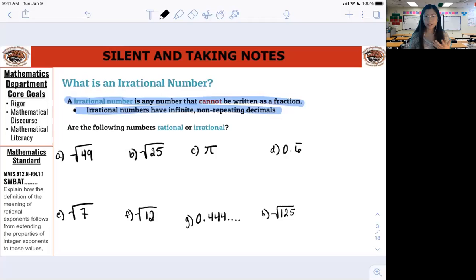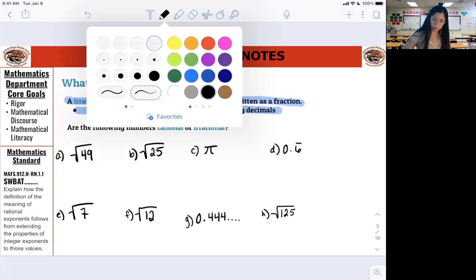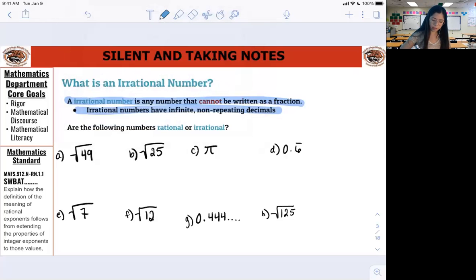Alrighty, so we've established that rational numbers, you can write them as a fraction, right? So irrational numbers have to be the opposite of that. You cannot write them as a fraction. So let's start looking at these examples and then we'll talk about which ones are rational and which ones are irrational. Starting with A. What's A? Square root of 49. That's 7, which we know is 7 over 1, so A is definitely rational.